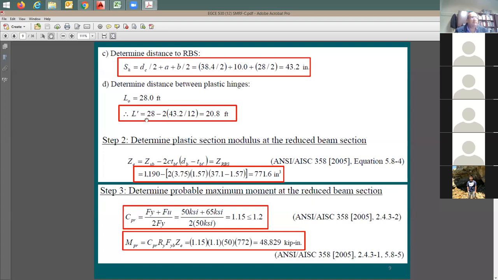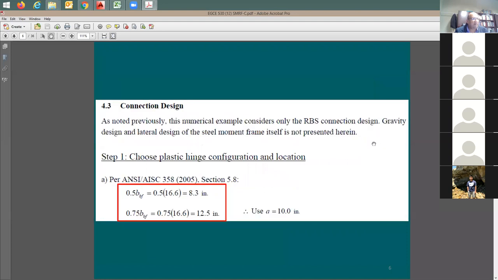It's gonna be L prime, which is the clear distance from the center of the hinge to center of the hinge. And then also you have the ZE, which is the plastic section of the RBS, is gonna be equal to the plastic section of the beam, right? And where does this 1190 come from? It's gonna come from here.